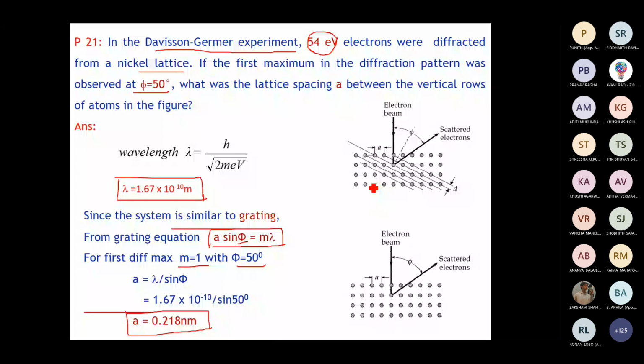I hope all of you have noted down or solved this problem. If you are unable to solve it, if something went wrong, just check the values which are substituted in the equation and redo it. Note down the answer, that is 0.218 nanometer. If you have any queries, feel free to ask now. Otherwise, we'll move to the next topic.